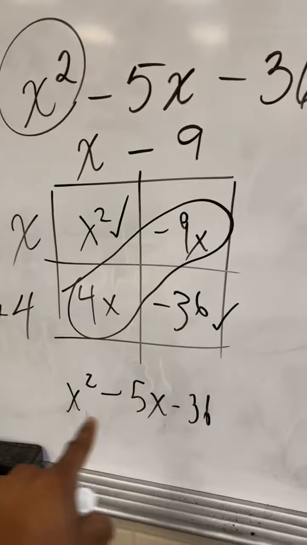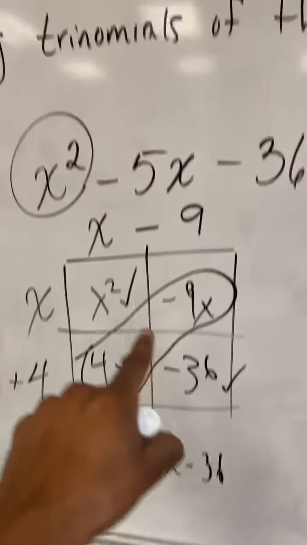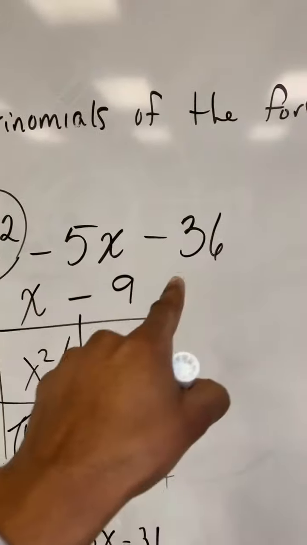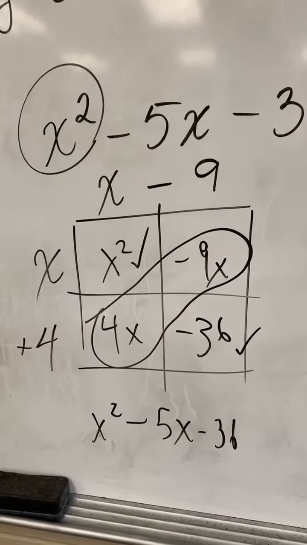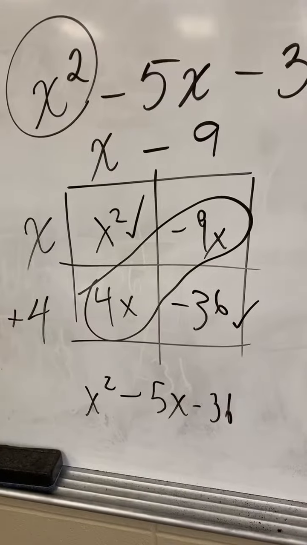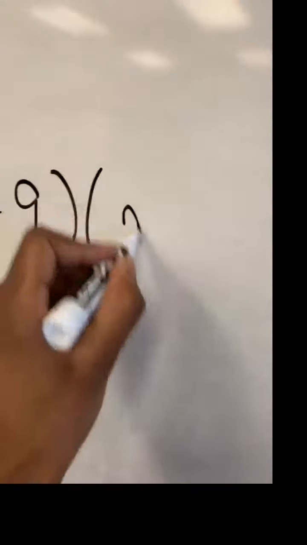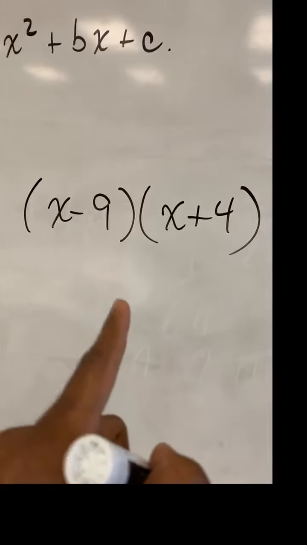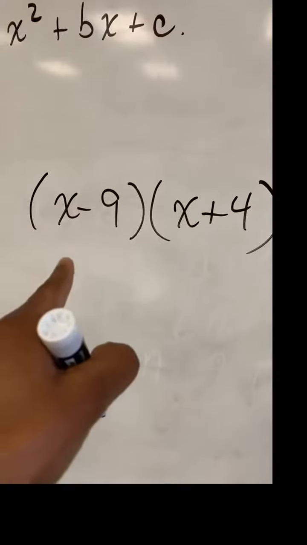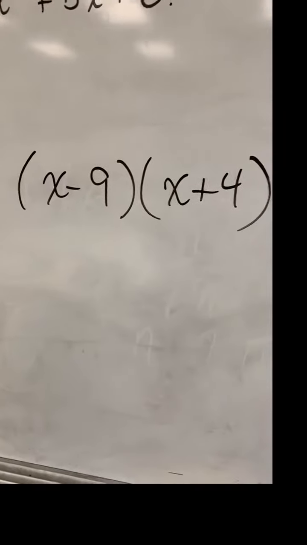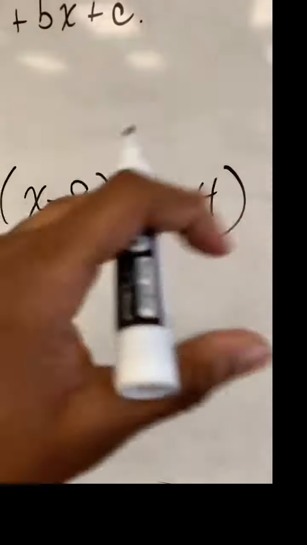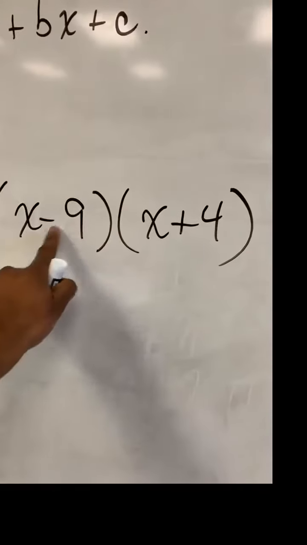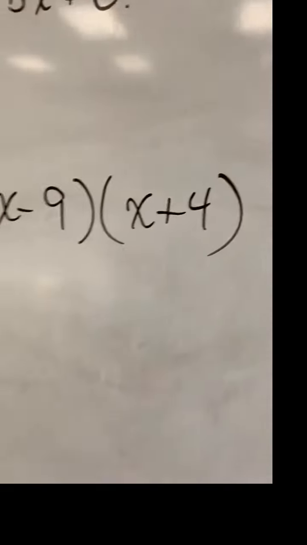If we get a result that is what we started with, that means we got the correct factors. So my factors are x minus 9 times x plus 4. Those are the correct factors. Now, if you write x plus 4 times x minus 9, that's okay. All right. So remember, multiplication, as long as these two are written down and the sign is next to the correct number, you're okay.